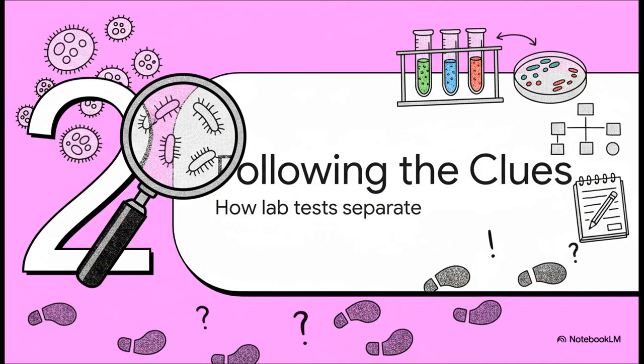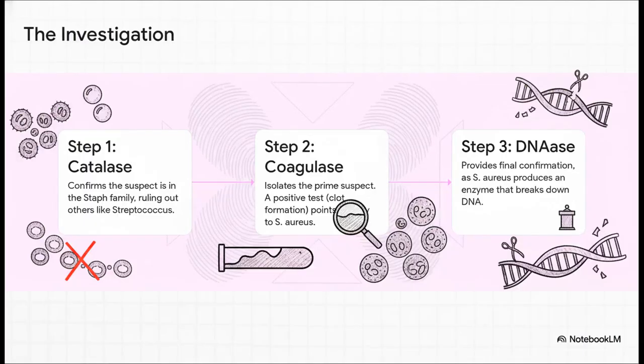All right, this is where the real detective work begins, the forensic investigation. How do microbiologists in a lab take a sample from a patient and figure out exactly which staph suspect they're dealing with? Well, it all comes down to following a series of very specific clues. The investigation follows this really brilliant process of elimination. So in step 1, we use that catalase test we mentioned. It confirms we're dealing with the staph family and not some other lookalike, like strep.